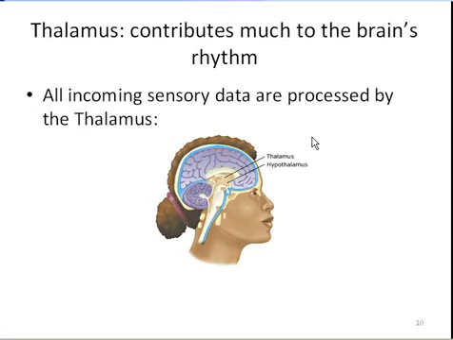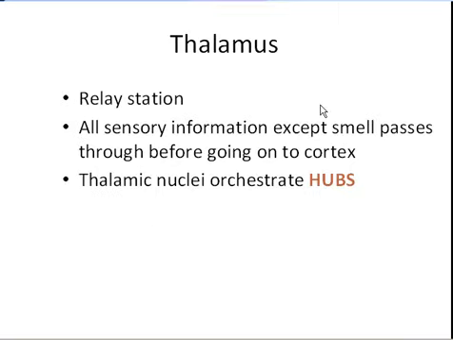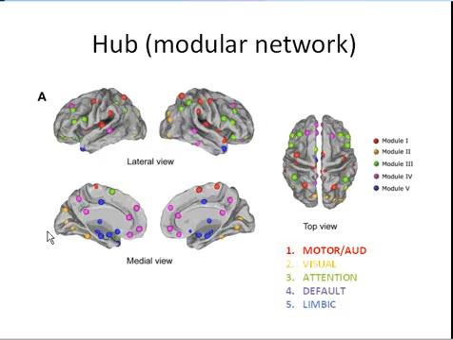The thalamus is the most important deep brain structure when it comes to generating the EEG rhythm. All incoming sensory data are processed by the thalamus, except for the sense of smell. The thalamus is a relay station. The thalamic nuclei orchestrate the hubs or modular networks of the brain. Here we see an example of the 5 hubs or modular networks of the brain: the motor auditory circuit, the visual circuit, attention circuit, default circuit, and the limbic circuit or hub.